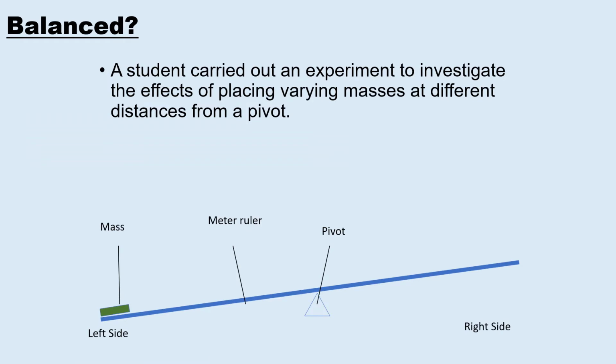Okay, so here we have a balance. A student carried out an experiment to investigate the effects of placing varying masses at different distances from a pivot. But looking at this, they've only got one mass on there. So is that balanced, do you think?